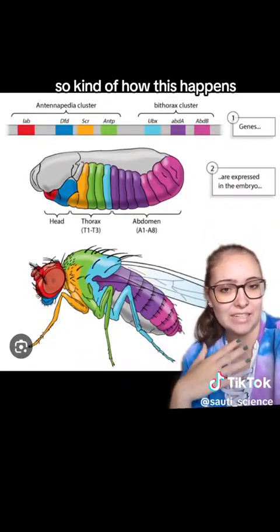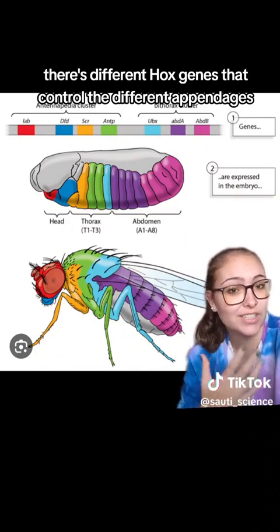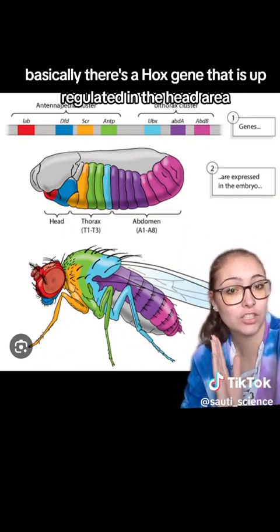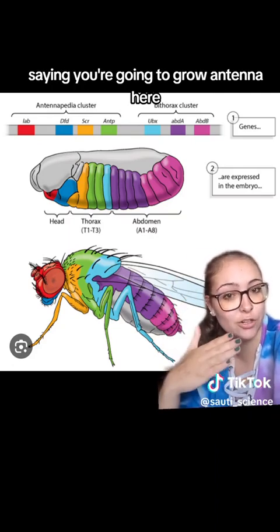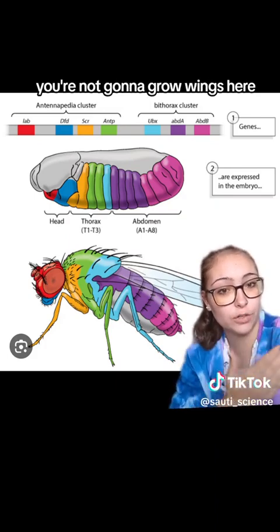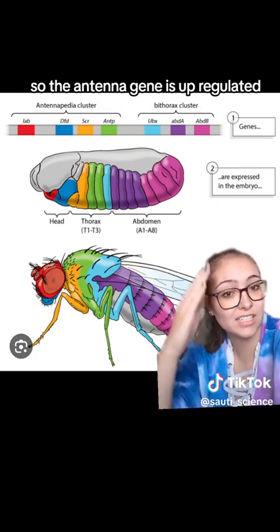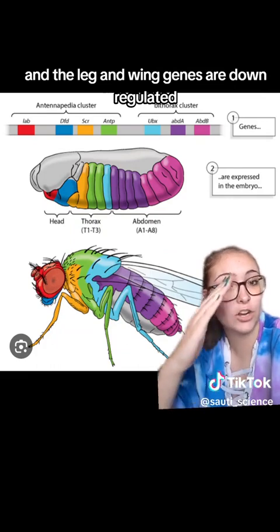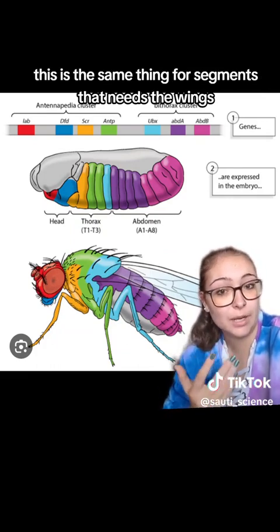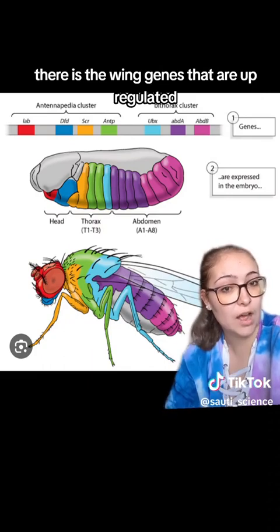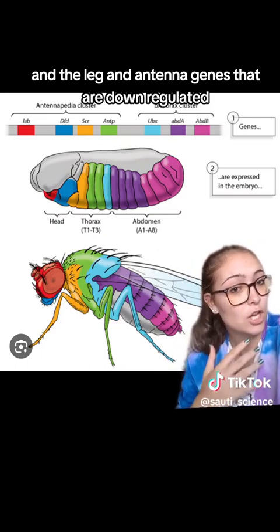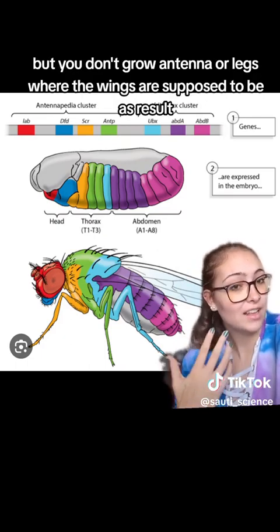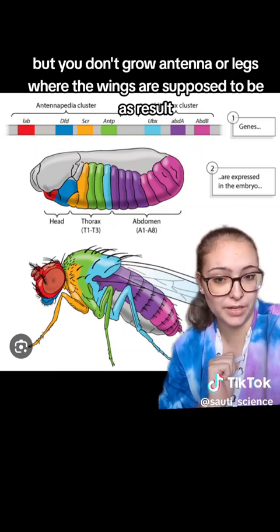So kind of how this happens, there are different Hox genes that control the different appendages. Basically, there's a Hox gene that is upregulated in the head area, saying you are going to grow antenna here, you are not going to grow legs here, you're not going to grow wings here. So the antenna gene is upregulated and the leg and wing genes are downregulated. This is the same thing for segments that need the wings. There are wing genes that are upregulated and the leg and antenna genes that are downregulated. So you grow wings, but you don't grow antenna or legs where the wings are supposed to be. As a result, here is our fruit fly.